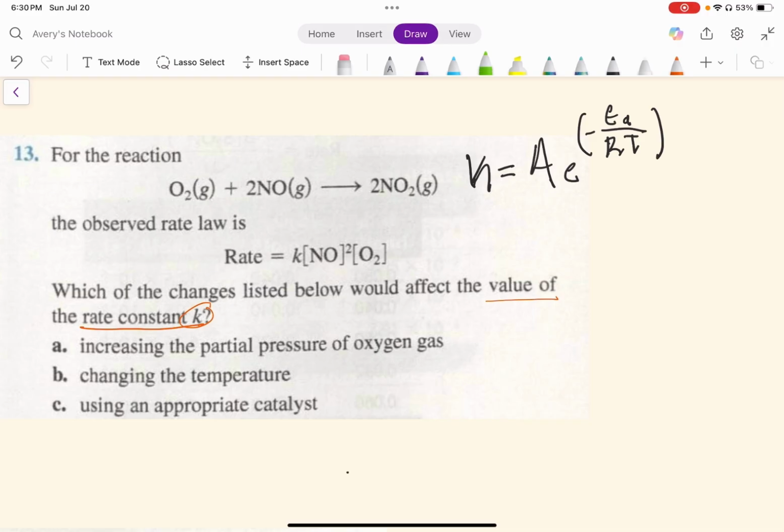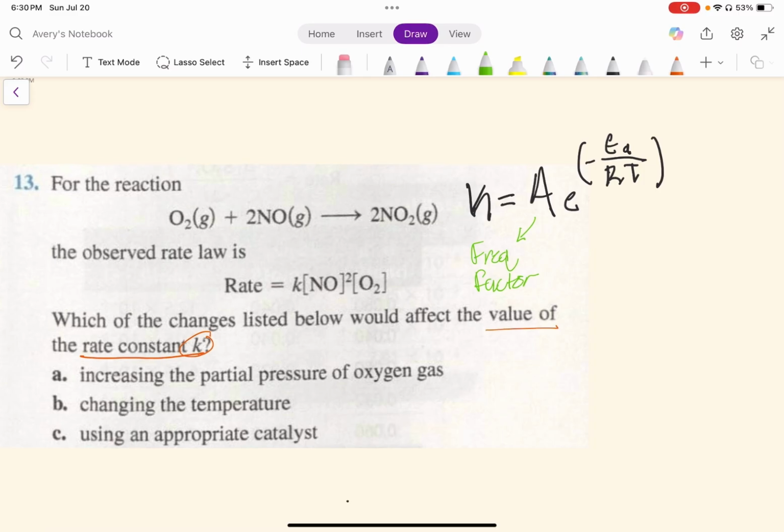For everybody who doesn't know exactly what this equation is saying, let me break it down a little further. A is the variable for the frequency factor. e is just the number, it is not a variable. Ea is the activation energy. R, of course, is our gas constant. And T is for temperature.